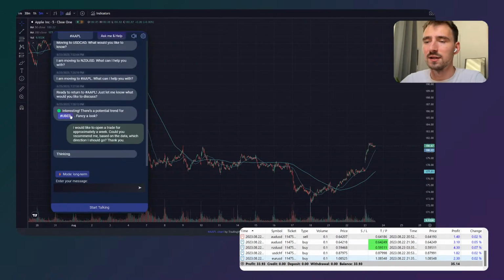Interesting. Uber is giving us a signal now, so I'll check it out eventually.